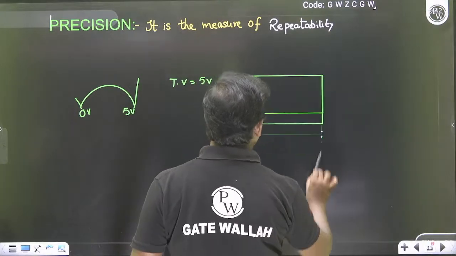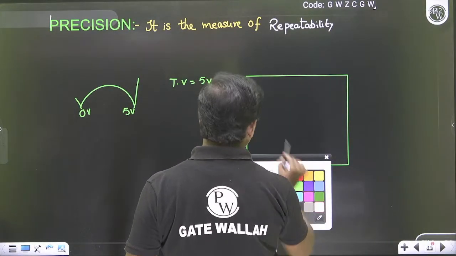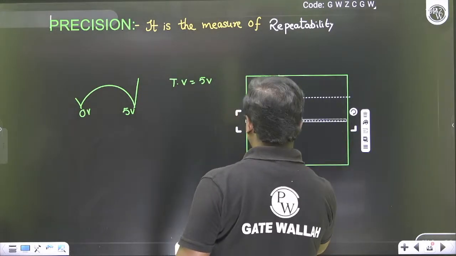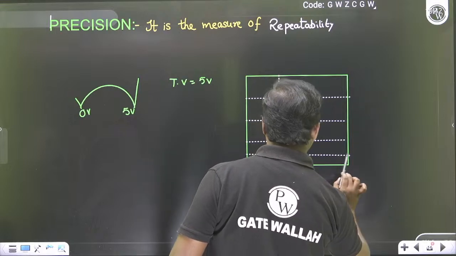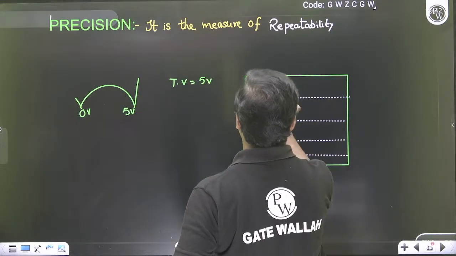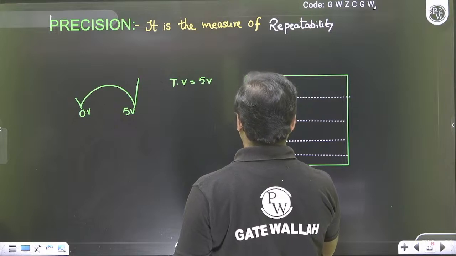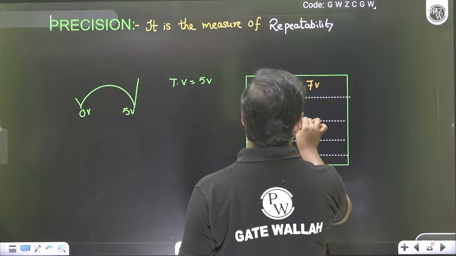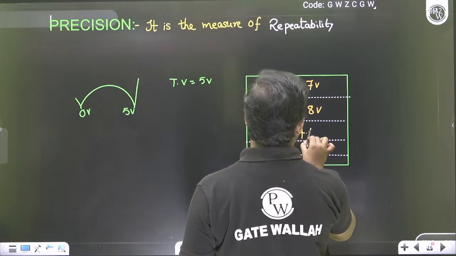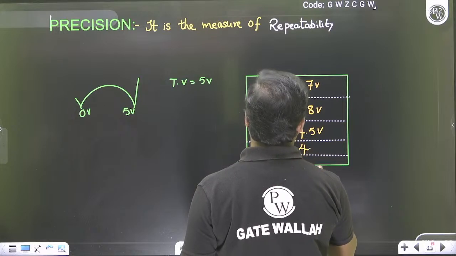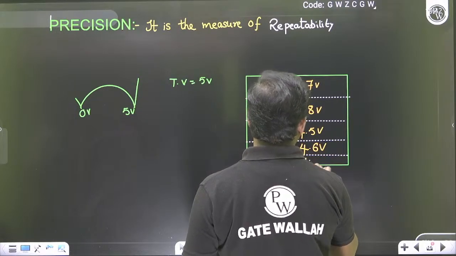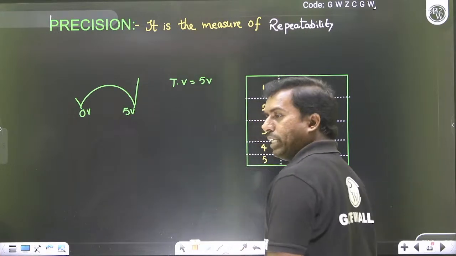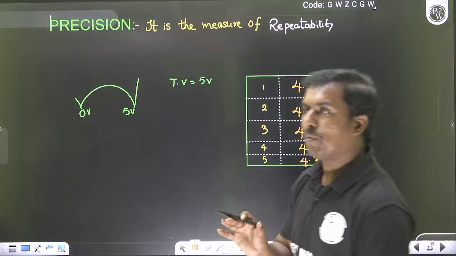So this is our student number 1, student number 2, student number 3, student number 4, 5. The first student got the value as 4.7 volts, the second student 4.8 volts, the third student 4.5 volts, the fourth student 4.6 volts, the fifth student 4.7 volts. So it is repeatably coming around 4.5 to 4.7.